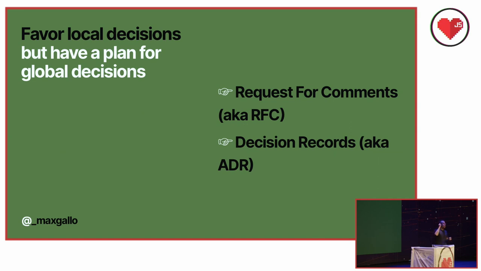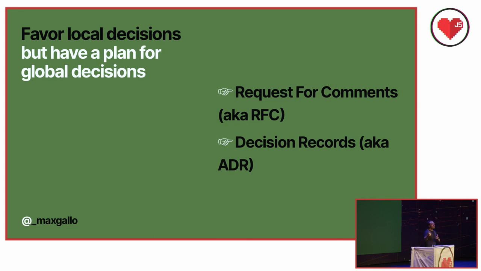Next one is about decision. We want to favor local decision as much as possible, but we need to plan for global decision. I would love to work in a company where every single decision is at team level. I've never worked in such a company because it simply doesn't exist. We work with complex systems. We work with a complex environment that needs to be prepared for global decision. We use requests for comments, RFCs, and follow-up decision records to keep track and to propose changes.